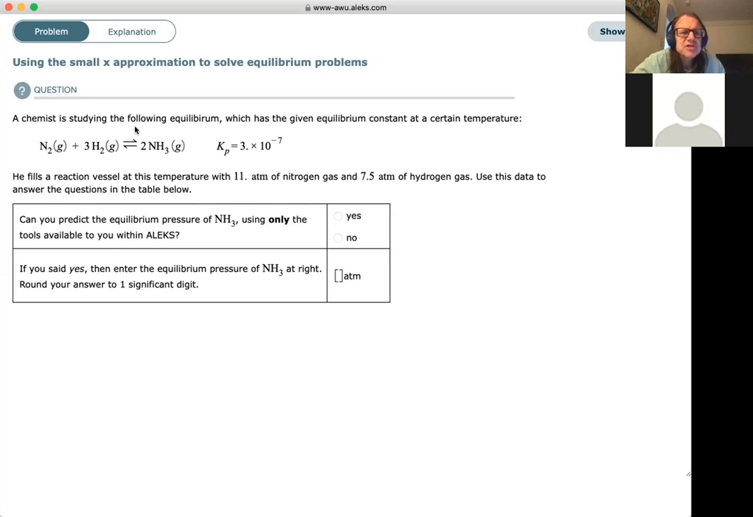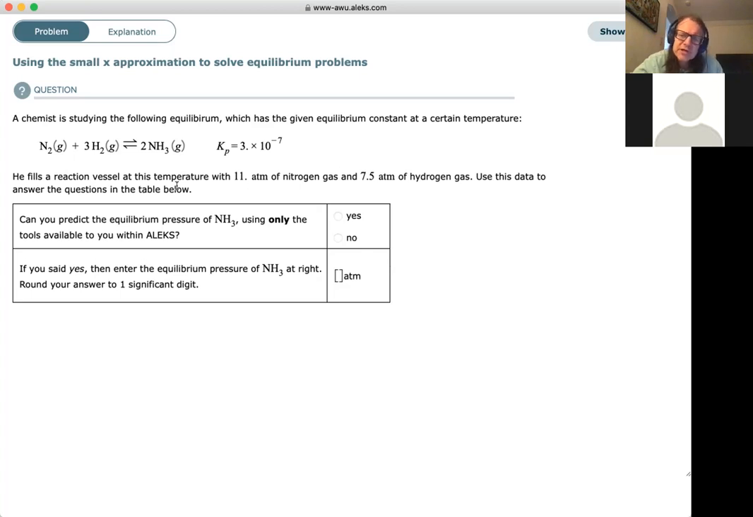A chemist is studying the following equilibrium, which has the given equilibrium constant at a certain temperature. So they're giving you this equation. It's a balanced equilibrium equation with the value of K. And then it says that the chemist fills a reaction vessel at this temperature with 11 atmospheres of nitrogen gas. So that's your N2. 7.5 atmospheres of hydrogen gas. That's your H2. Use this data to answer the questions in the table below.